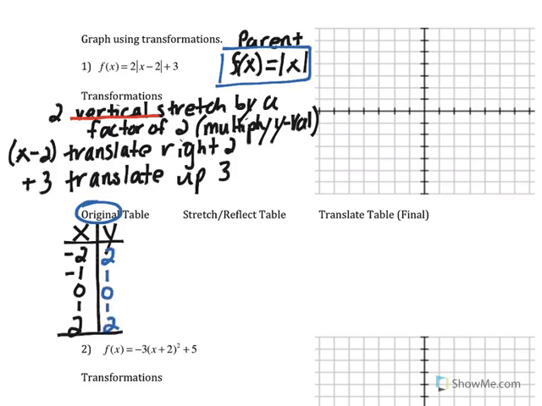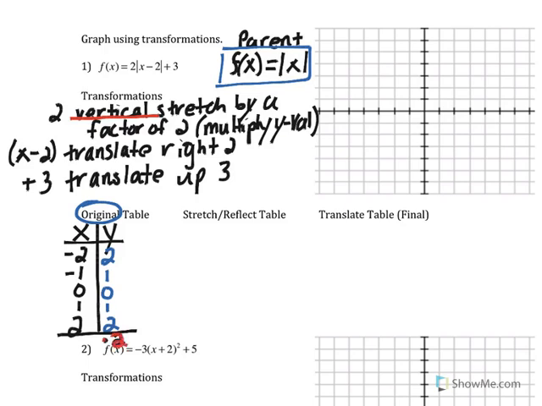And then what you're going to do here is first a stretch or reflect table. You have to do them in that order. So it's kind of like order of operations. You multiply, then you add, subtract. So your translate table you're going to do last. First thing we're going to do is multiply the y values all by 2. That's our first transformation, or the vertical stretch.